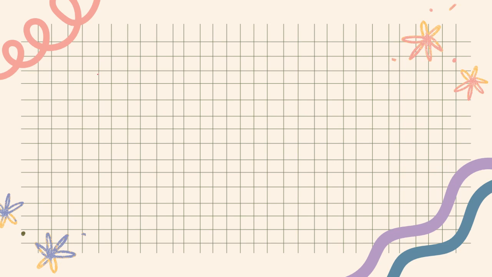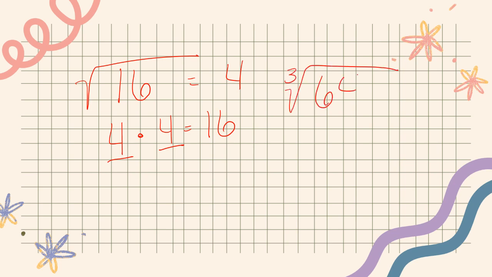So a square root, like the square root of 16, is 4 because 4 times 4 equals 16. We know that it's the same number we have to multiply together twice. A cubed root is exactly the same, except we do it 3 times instead of 2 times. So for example, the cubed root of 64 is 4 because 4 times 4 times 4 equals 64.